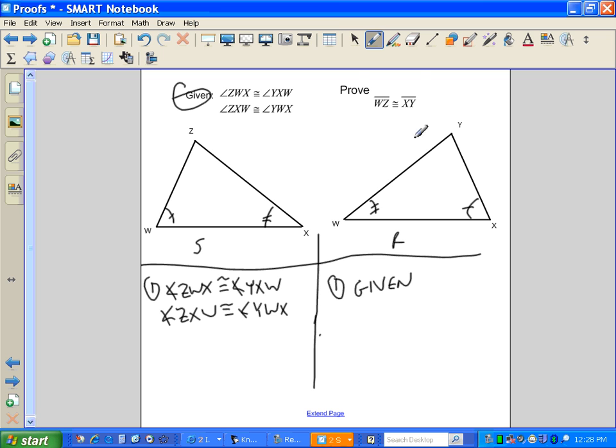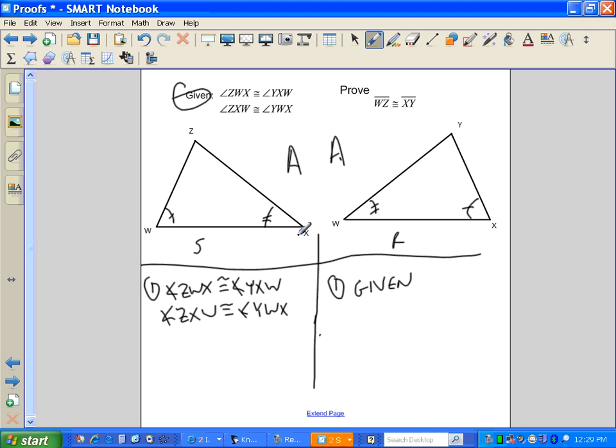Once we have the triangles congruent, we can say that any pieces within those two congruent triangles are congruent. So if you remember, in order to prove two triangles congruent, we need three pieces of information. At this point, we've got an angle and another angle. So if you look at your congruence rules, we probably need a side in between there someplace.